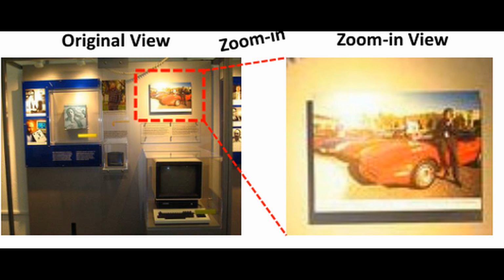The paper also highlights another interesting example of a reasoning skill, zooming in on specific regions of an image. Take a look at this example. This is such a common human behavior.